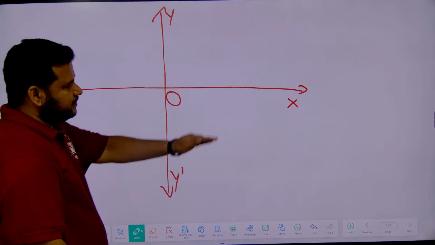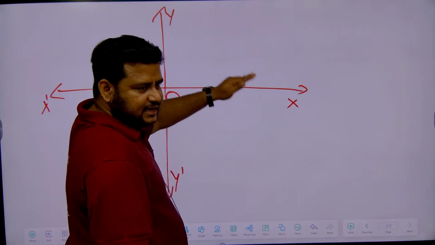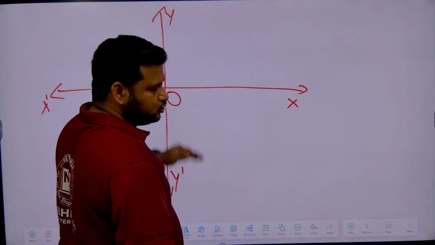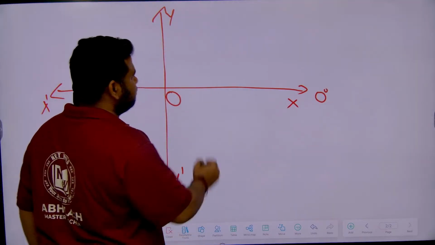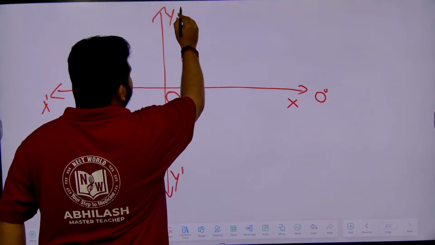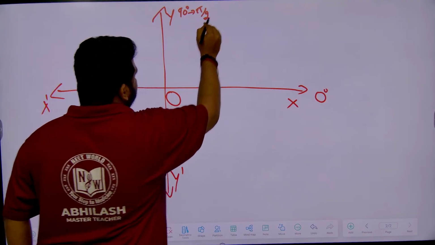Now if you start from here, we will always go anti-clockwise. Angle in anti-clockwise, you will take it. So this will be 0 degree. What will this be? 90 degree. 90 degree in radians, you will also write it as pi by 2.